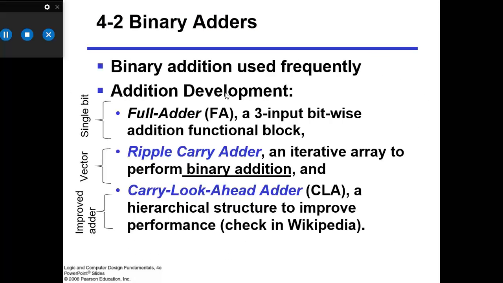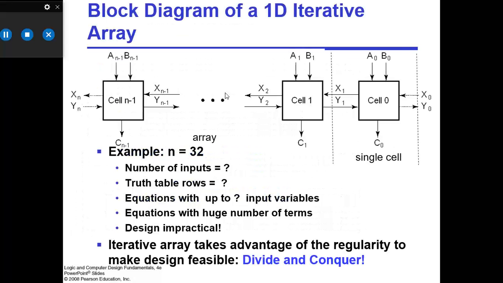So binary adders: binary addition is used frequently, and full adders are required to make a binary adder. In this regard we have two types of adders. One is the ripple carry adder, an iterative array to perform the binary addition, and the other is the CLA, a hierarchical structure to improve the performance of the addition. So, the block diagram of a one-dimensional iterative adder.